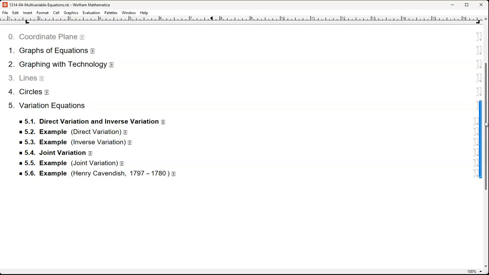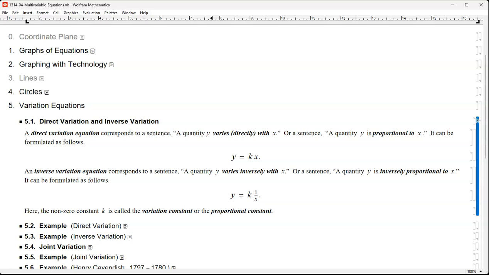Okay, all right, let's talk about multivariable equations with a special property, variation. A direct variation equation corresponds to a sentence, a quantity y varies with or is proportional to, those kind of things. And it goes like this: y is k times x, where this k is called the proportional constant. No addition, that's important, just multiplication.